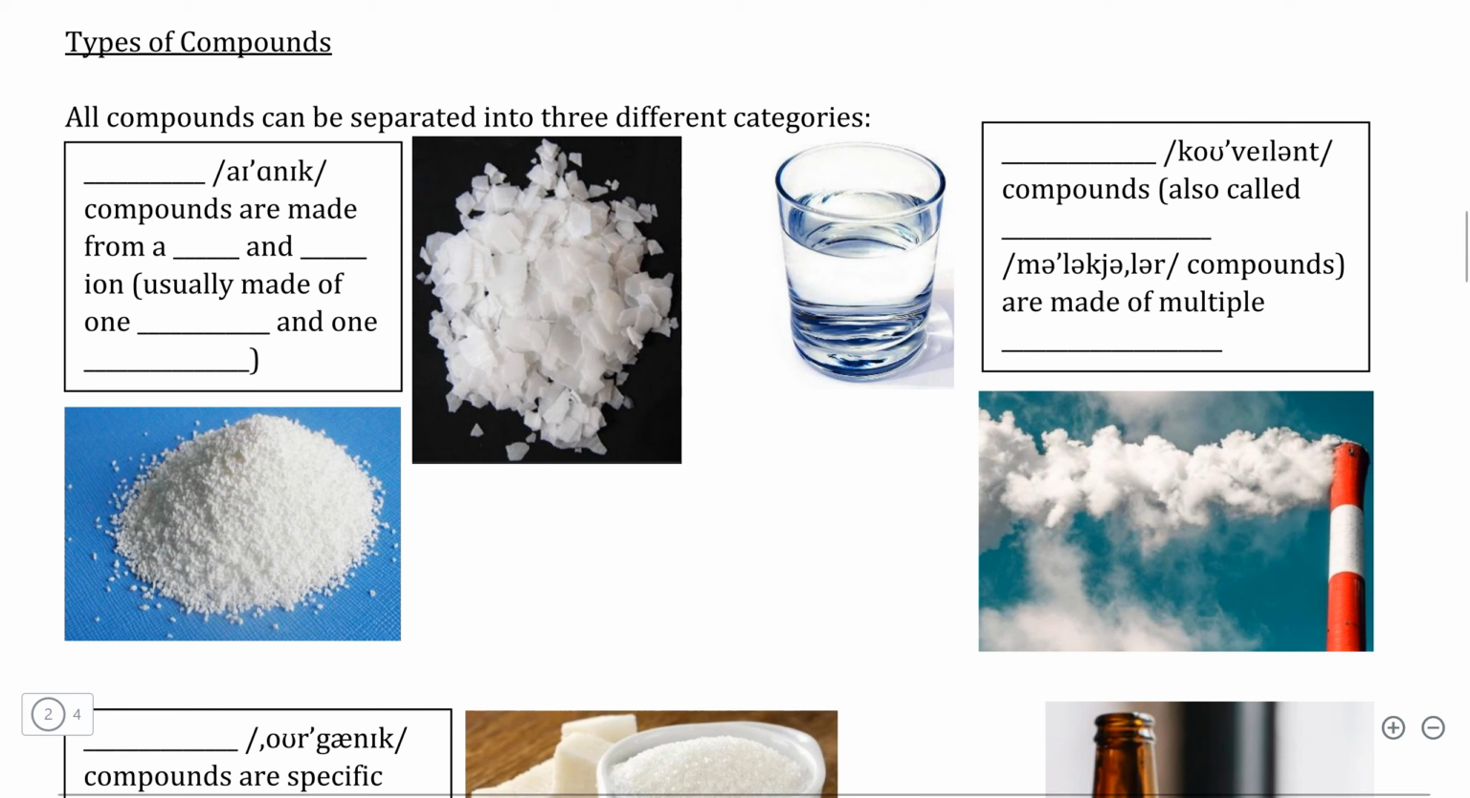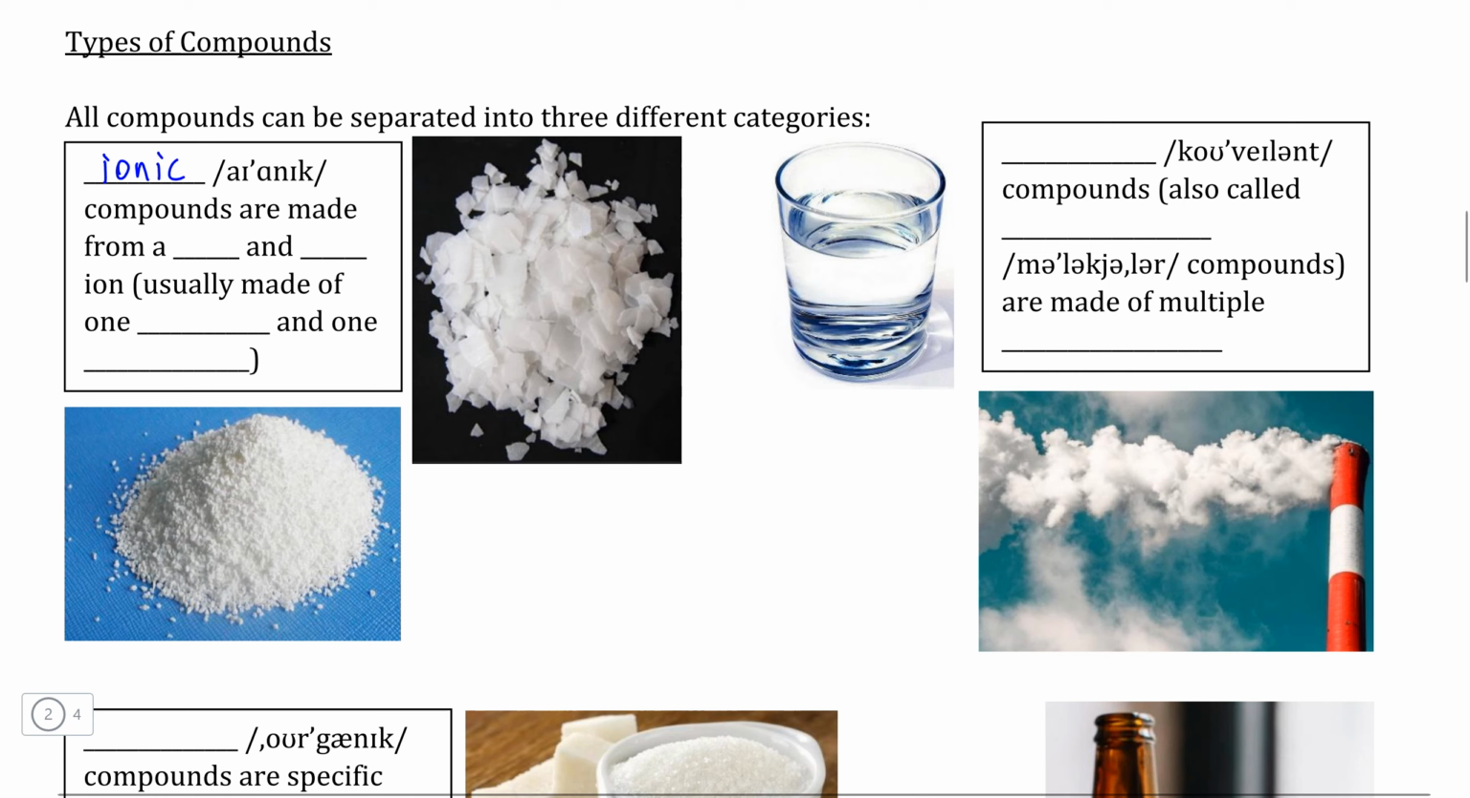In this video, we're going to expand upon our understanding of what a compound is by looking at three distinct categories of compounds that can be distinguished from each other by looking at the chemical formula. The first of which are what we call the ionic compounds.